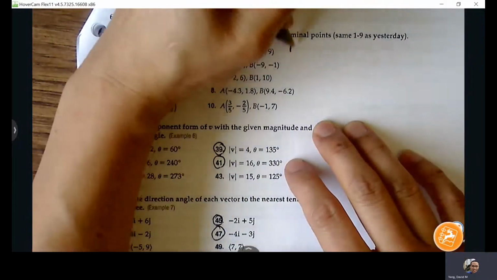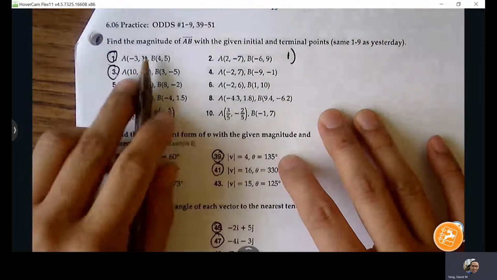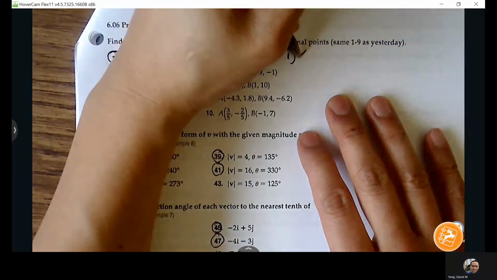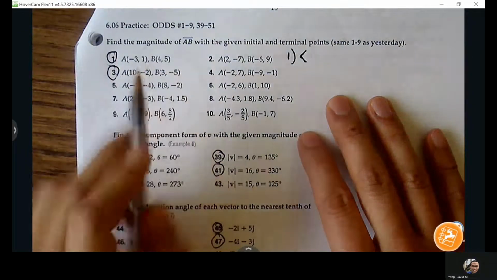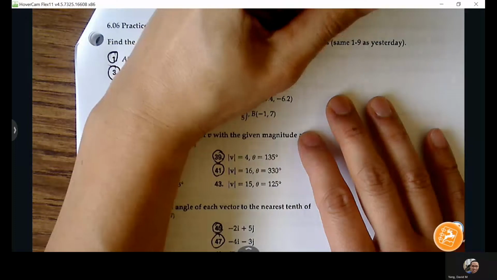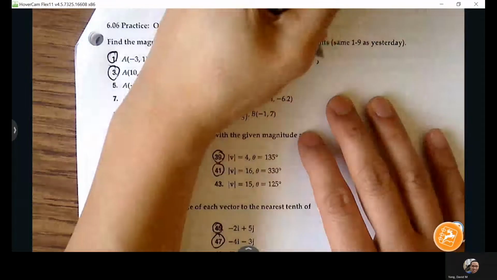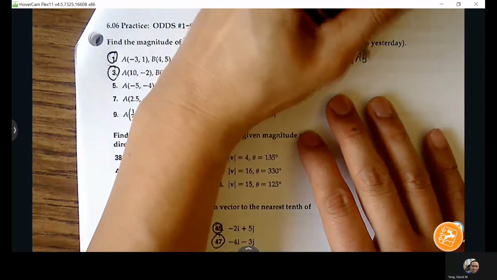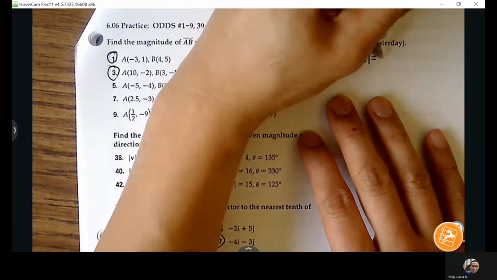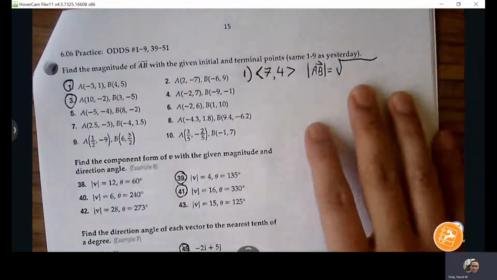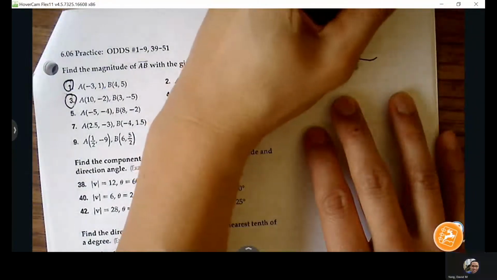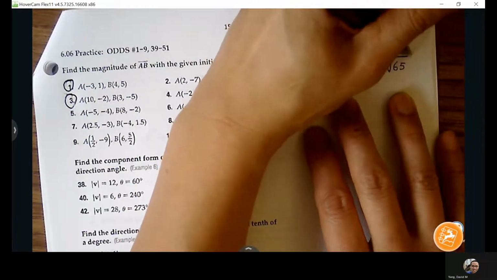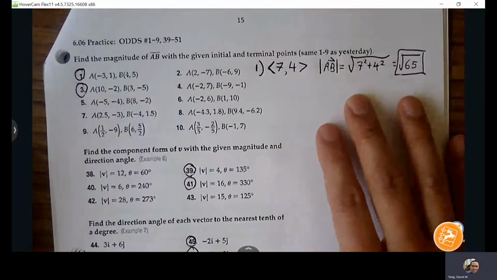Okay, find the magnitude. So let's get it into component form first, and then we can use our a and b values. X2 minus x1, y2 minus y1. Square root of a squared plus b squared. Okay, easy enough. Pythagorean theorem.